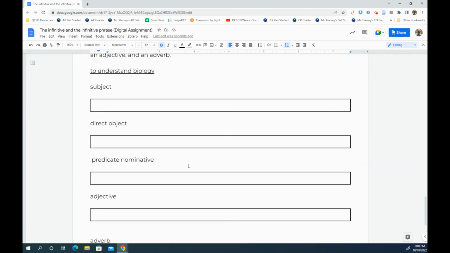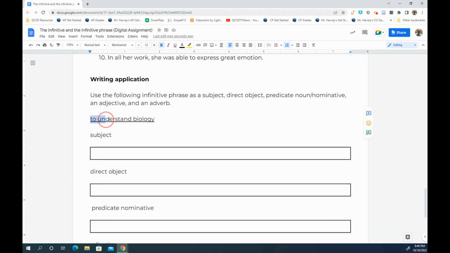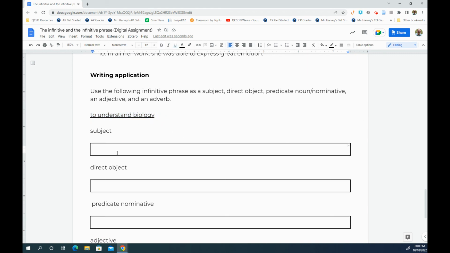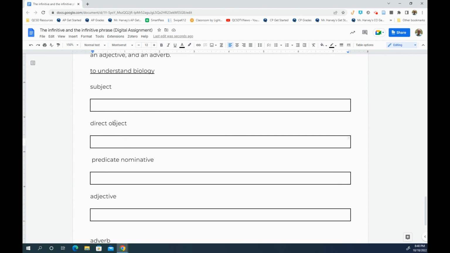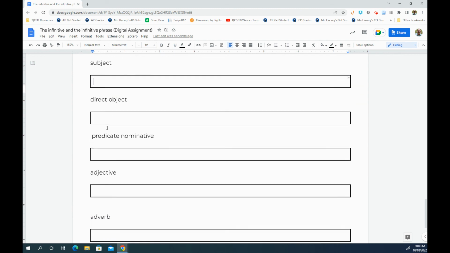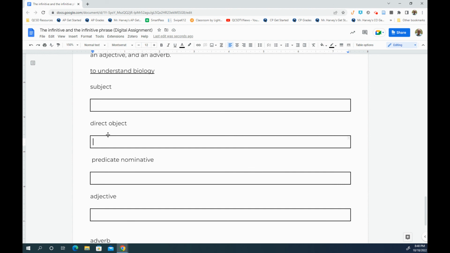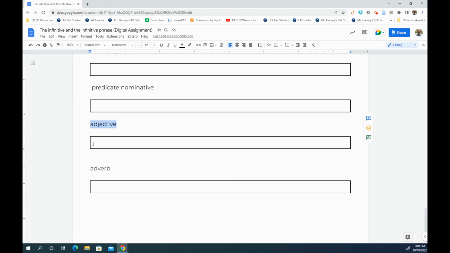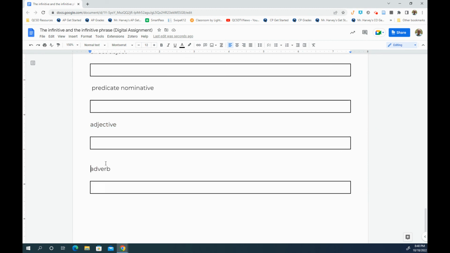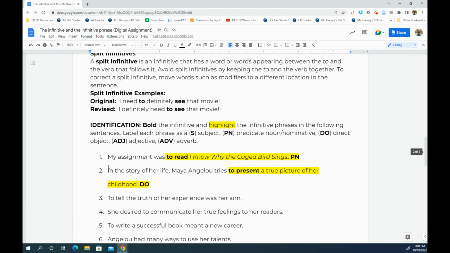And then we have a writing application. You're going to take this infinitive phrase here, to understand biology, and make it the subject of the sentence. Remember what the sentence is about. It's about to understand biology. So something like, to understand biology is my main goal. Then you're going to make that phrase the direct object, then the predicate nominative, then an adjective and then an adverb. And that's it. That's our grammar assignment for this week.